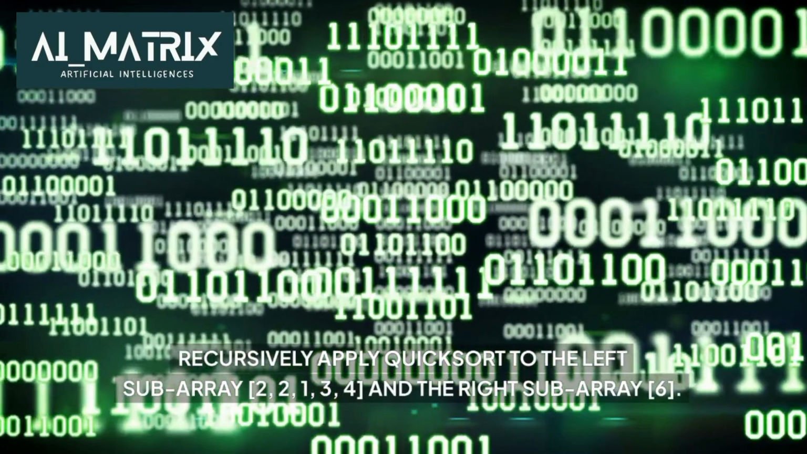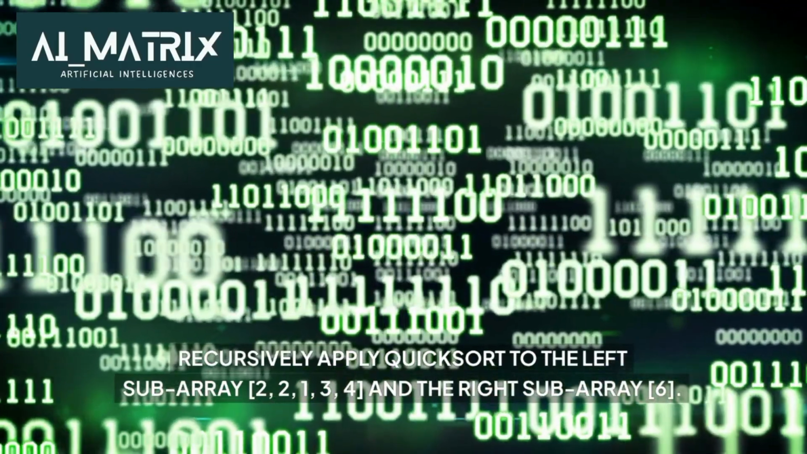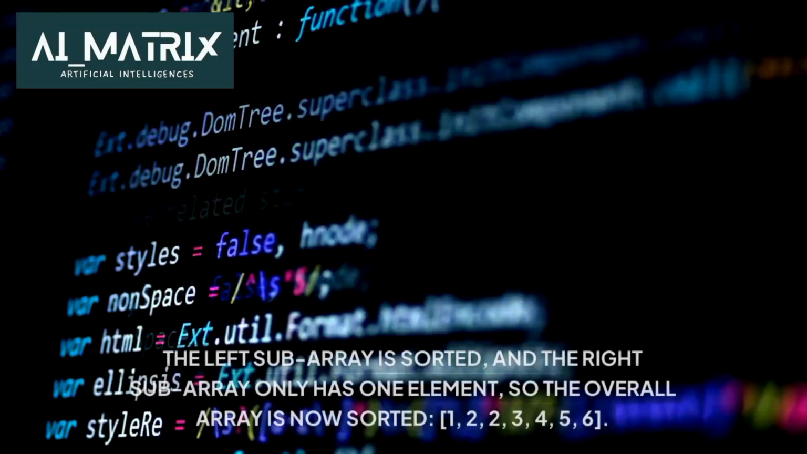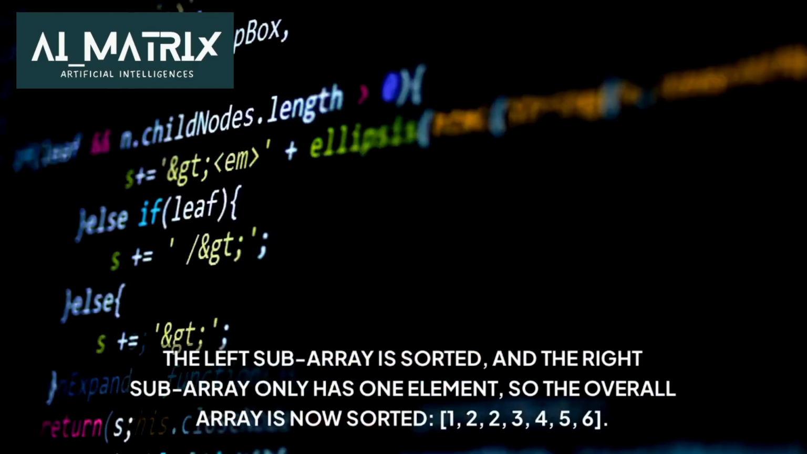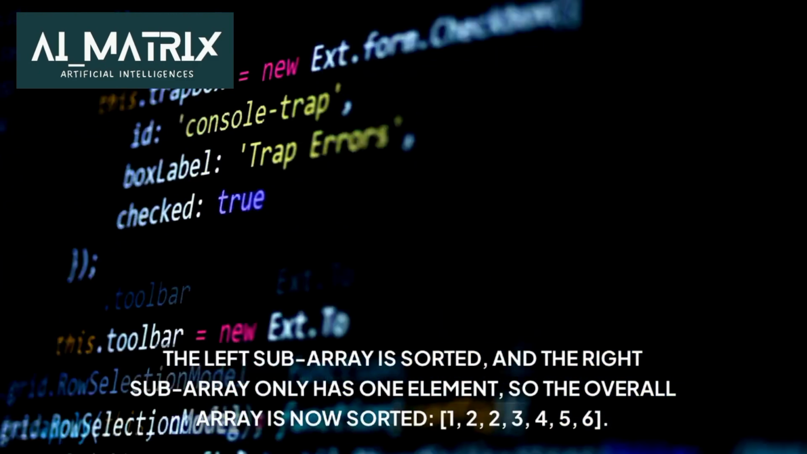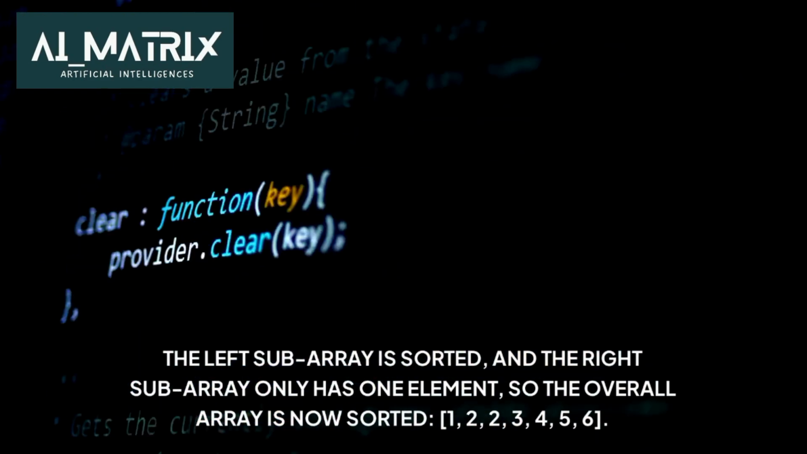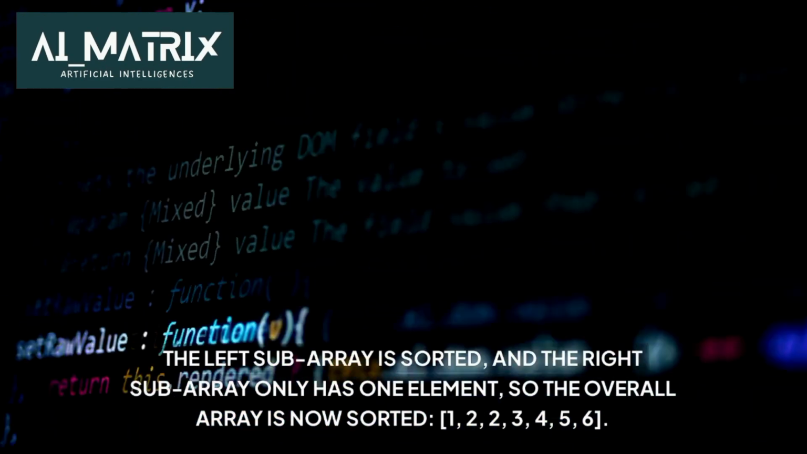Recursively apply quicksort to the left subarray, 2, 2, 1, 3, 4, and the right subarray, 6. The left subarray is sorted, and the right subarray only has one element, so the overall array is now sorted: 1, 2, 2, 3, 4, 5, 6.